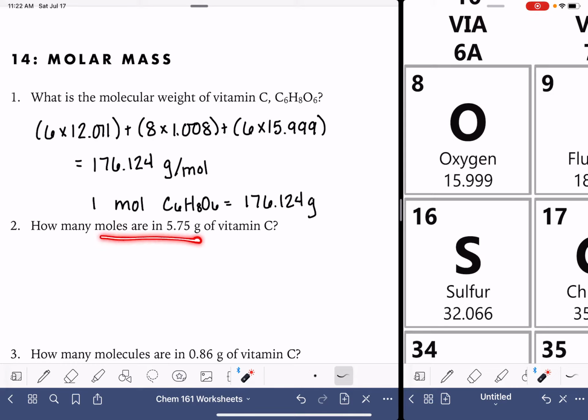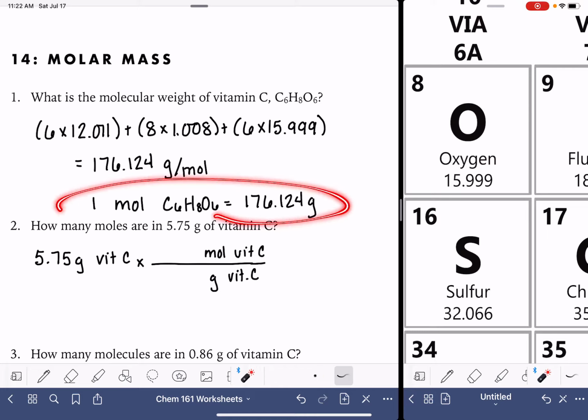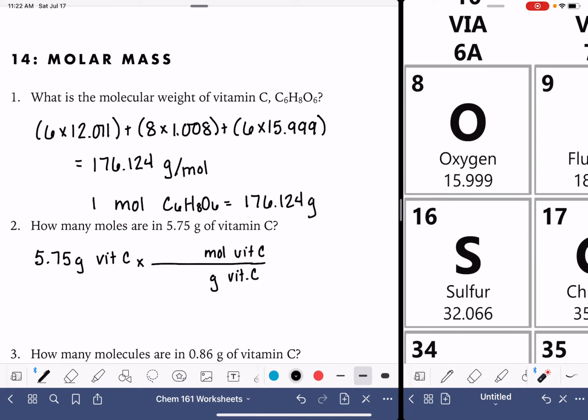It's asking us how many moles there are in 5.75 grams of vitamin C. To convert that into moles, we want to put the units grams of vitamin C down on the bottom, so that those units can cancel out. We want to convert into units of moles of vitamin C, and to do that, we're using this relationship, the molecular weight, which tells us that 1 mole is 176 grams. I'm just going to leave off the 0.124.